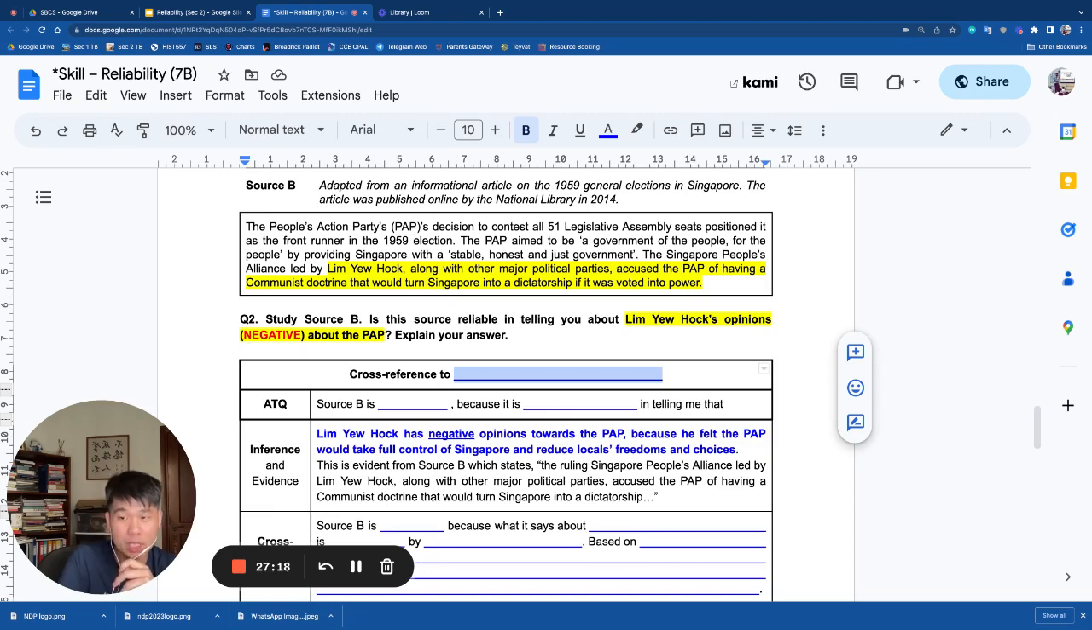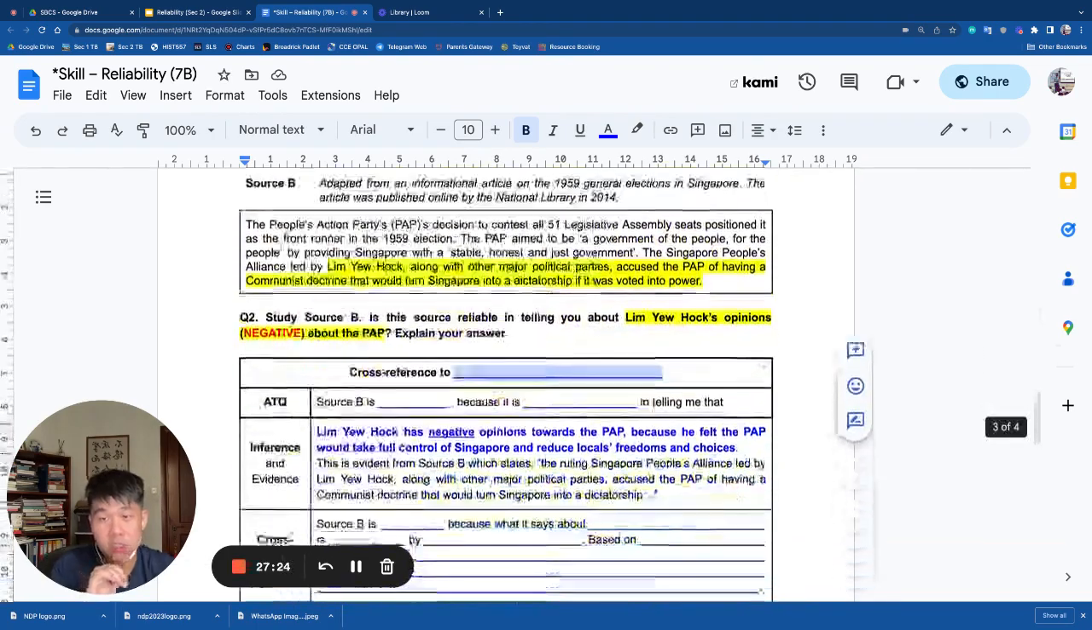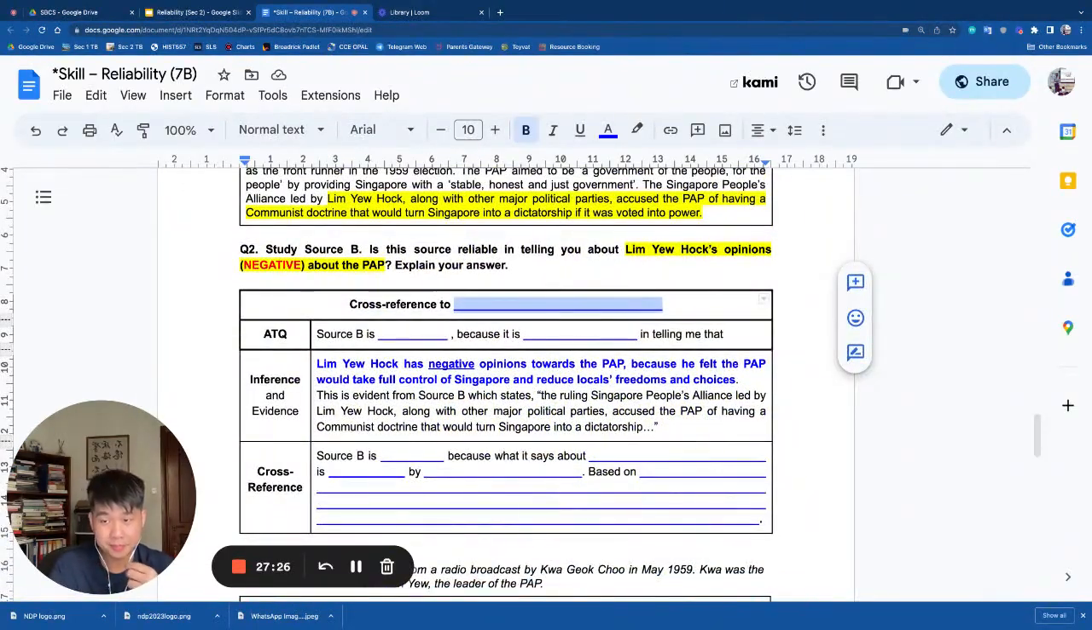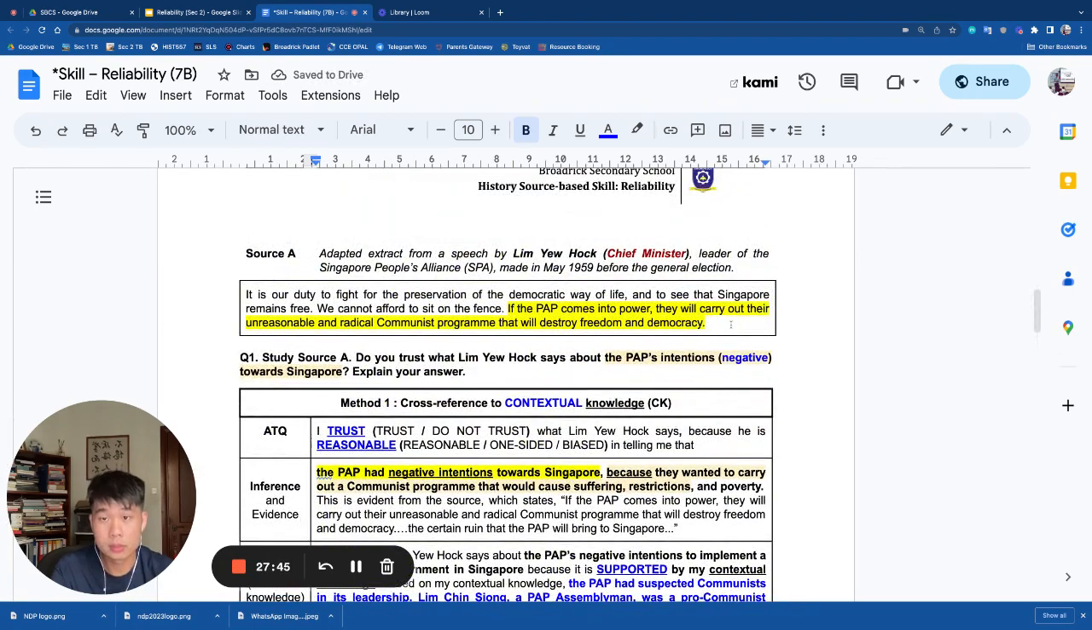Which source tells me about Lim Yew Hock's opinions? Of course, it is source A, because source A is Lim Yew Hock's speech. And so for this question, again, it's your choice what technique you want to go with. But for me, looking at the sources so far, it's quite obvious that source A is almost a perfect match. So I want to use source A. What part of source A do I want to use? This part, right?